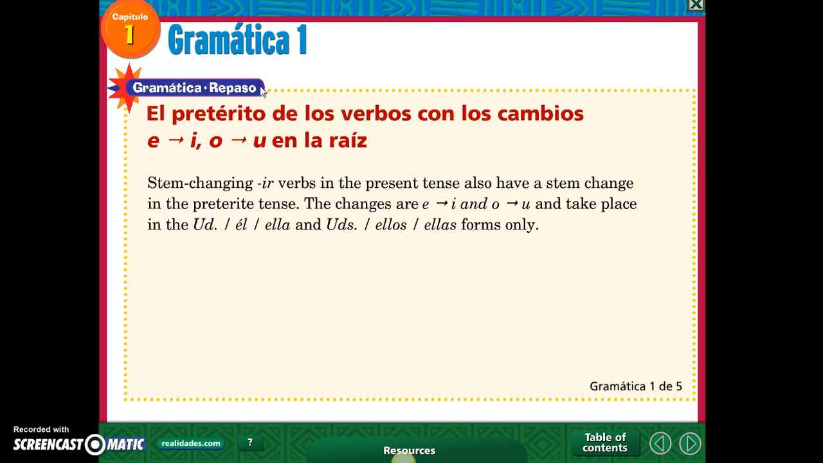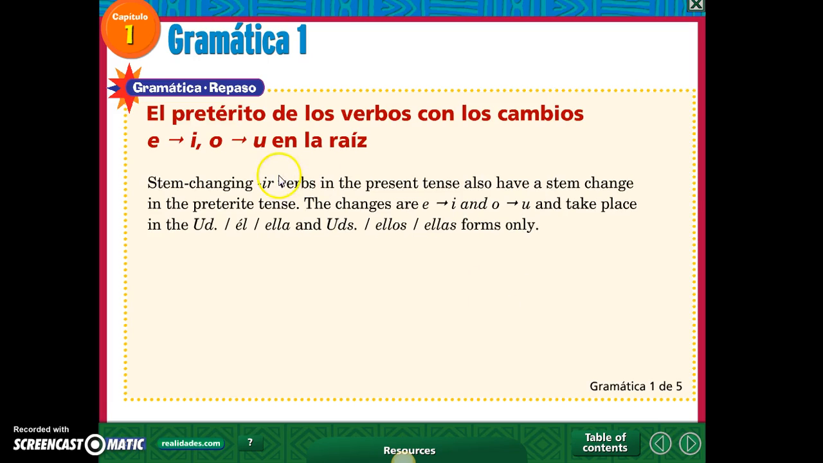Este video es sobre la gramática capítulo 1, es una gramática de repaso y se llama el pretérito de los verbos con los cambios e a i y o a u en la raíz, o en inglés, preterite of verbs with stem changes. Raíz means the root or the stem. Changes in the root, in the stem, from e to i and from o to u.